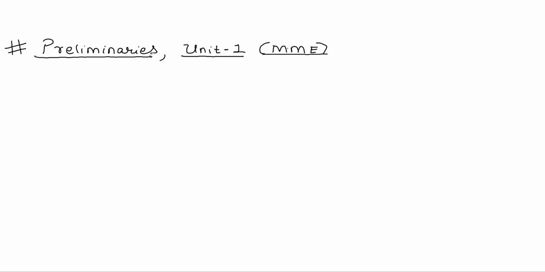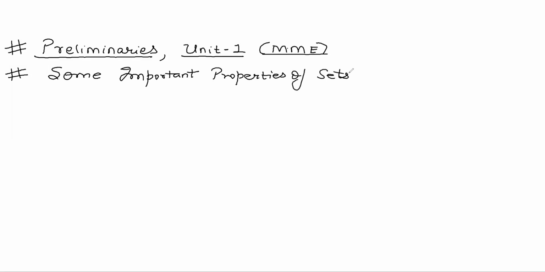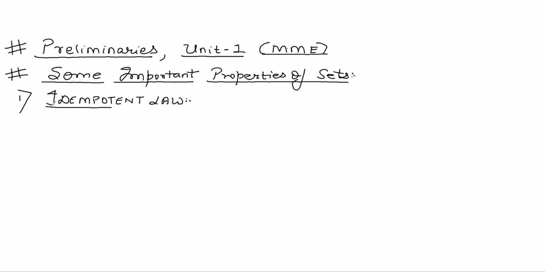So now all students will write the heading, some important properties of sets. First property, idempotent law. Idempotent law tells you what? If you take the union of a set with itself, it will give you the set itself. If you take the intersection of a set with itself, it will give you the set itself. So A union A is equal to A intersection A is also equal to A.